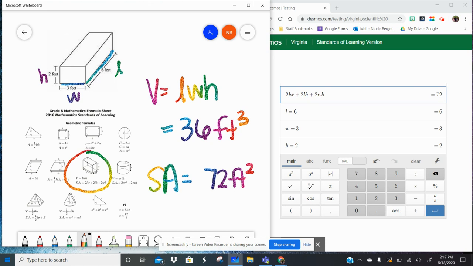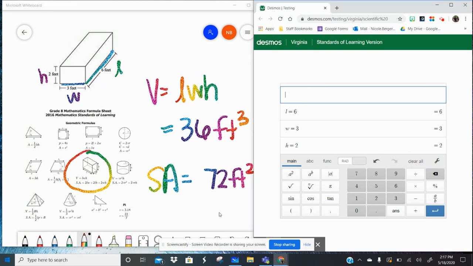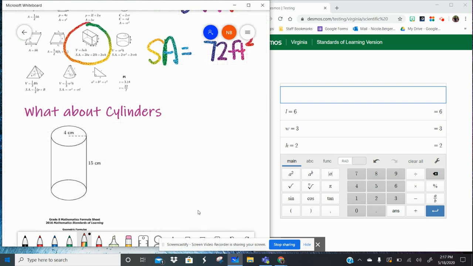So super simple, right? That Desmos calculator will always do the trick for you. Type in the formula, plug in what you know, it'll solve for what we don't. Easy peasy. The rectangular prism is definitely the easier one.